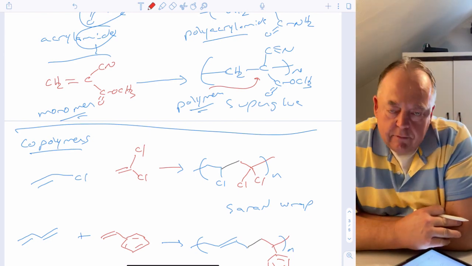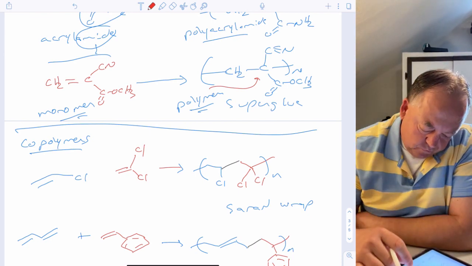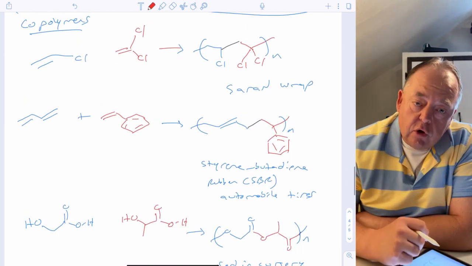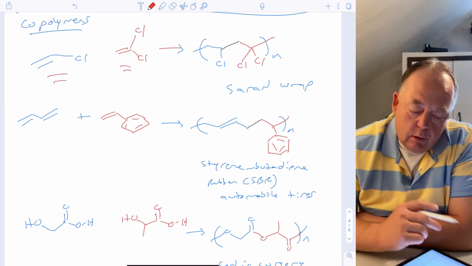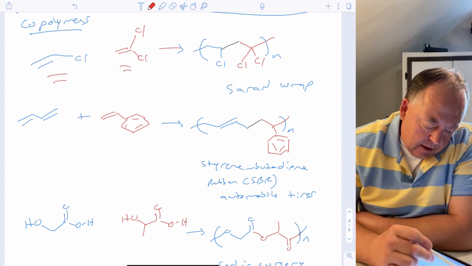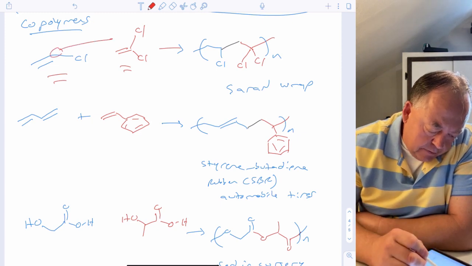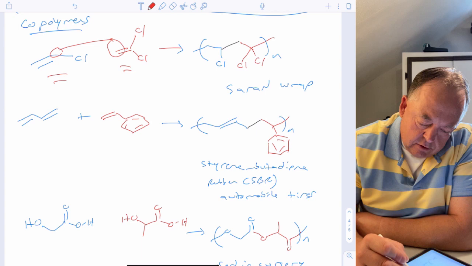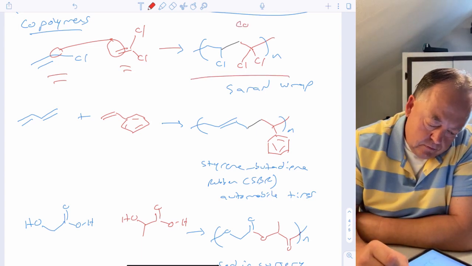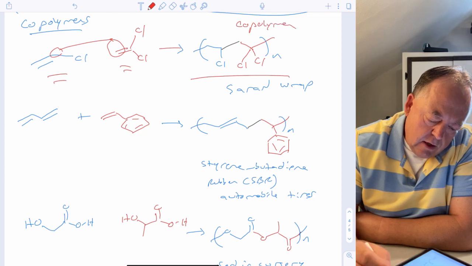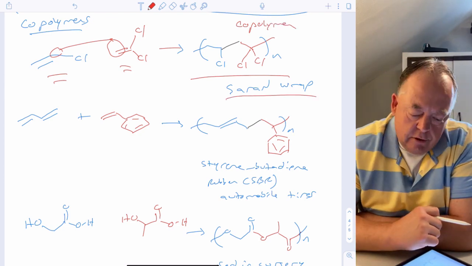So that would be the monomer that polymer is made from. You can also have what are known as copolymers. So you can take two monomers and polymerize them together. So basically this carbon is going to end up attached to that carbon, and so you would get this polymer, you would get this copolymer. Right, this one's what's used to make saran wrap.